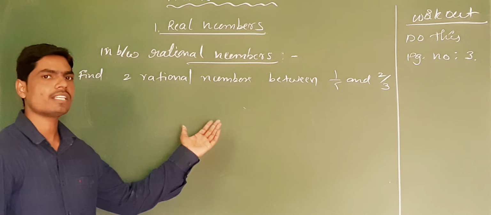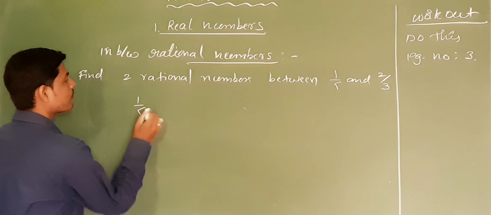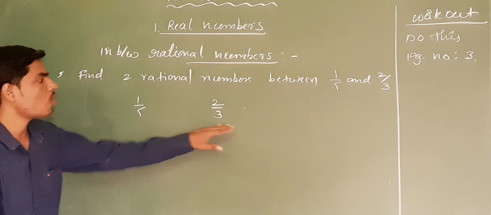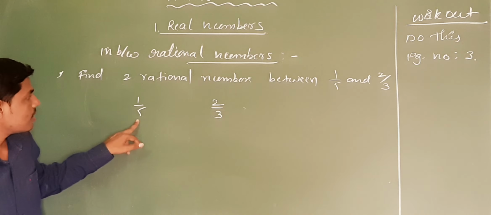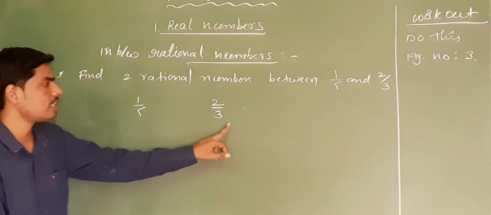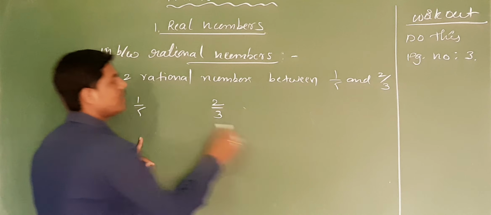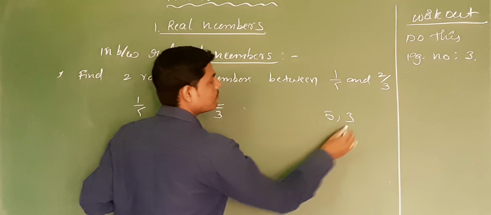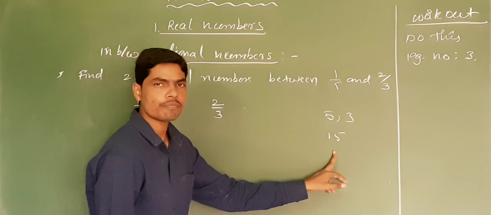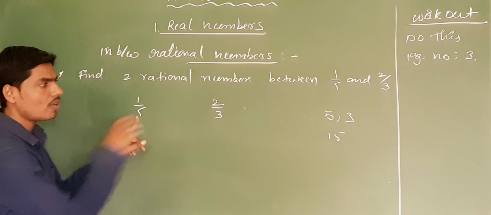In the previous 7th class we already learned this. Once again we go through it. 1 by 5 and 2 by 3. These two do not have equal denominators. Here 5 is the denominator, here 3 is the denominator. First change the denominators to be equal. 5, 3, LCM is 15. Why? Because these both are co-primes, their product will become the LCM. So 15.